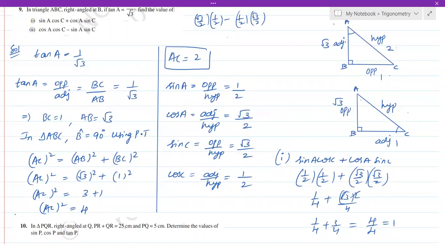So what do we get? Root 3 into 1 is root 3. 2 into 2 is 4. Root 3, 1 into root 3 is root 3. 2 into 2 is 4. So both are same. Root 3 by 4 minus root 3 by 4 gets cancelled. We'll get the final answer as 0. You can also try it again. Okay.